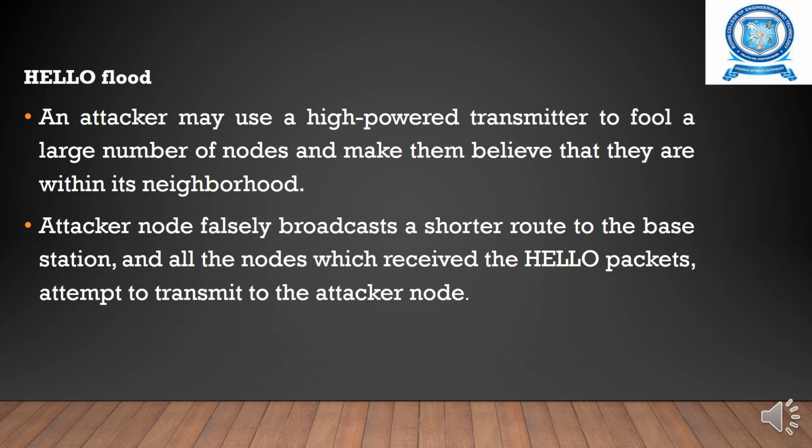So, what is hello flood? An attacker may use a high-powered transmitter to fool a large number of nodes and make them believe that they are within the neighborhood. They will be using a high power transmitter. The sensor node will be having the closer proximity. They make others in the network feel that the high powered transmitter node is within the neighborhood. The attacker node falsely broadcasts a shorter route to the base station, and all the nodes which receive the hello packets attempt to transmit to the attacker node.